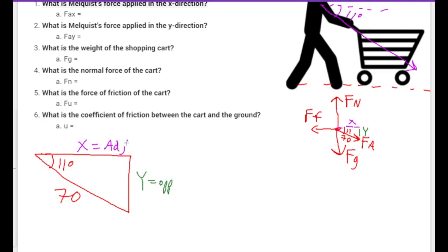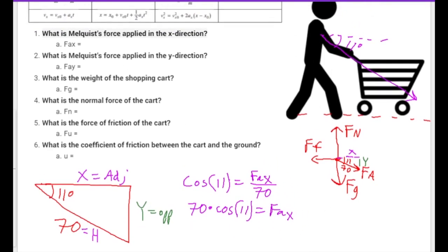So if I want to solve for x first, I'm going to go ahead and use a trig function. I have adjacent and I have hypotenuse. So I'm going to need cosine. So I have cosine of 11 degrees is equal to adjacent, which is my force applied x, divided by my hypotenuse, which is 70. Multiply the 70 over. I get 70 times cosine of 11 is equal to force applied x. After I solve for all that, I find out that the force applied in the x direction should be 68.72 newtons. And 7271 just rounding.